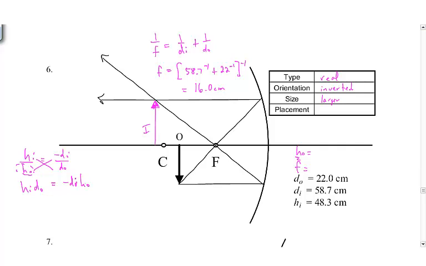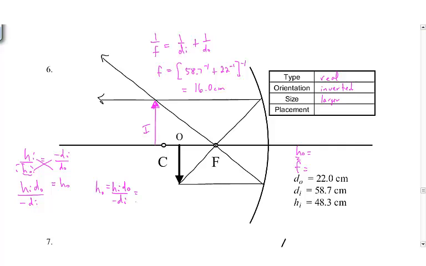Last step, to get ho by itself, I'm going to divide both sides by the negative di. So negative di comes over here, and I'm left with ho. So substituting in our numbers here, for ho I've got my height of my image, which it tells me is 48.3 centimeters. Maybe I'll just write this out. So for ho I've got hi do over negative di.